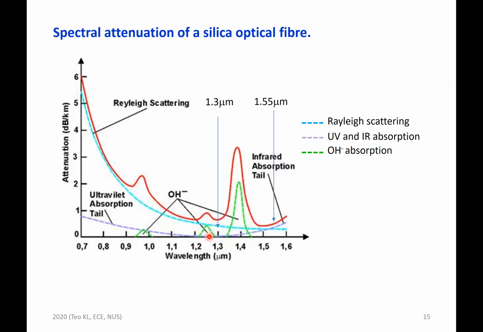At the long wavelength, if you look at the purple curve, besides the UV absorption tail at short wavelength, you can see that the attenuation starts to increase. This is the infrared absorption tail. So basically you are left with only two windows, 1.3 and 1.55 micron, which have low absorption and can be used for optical communication.